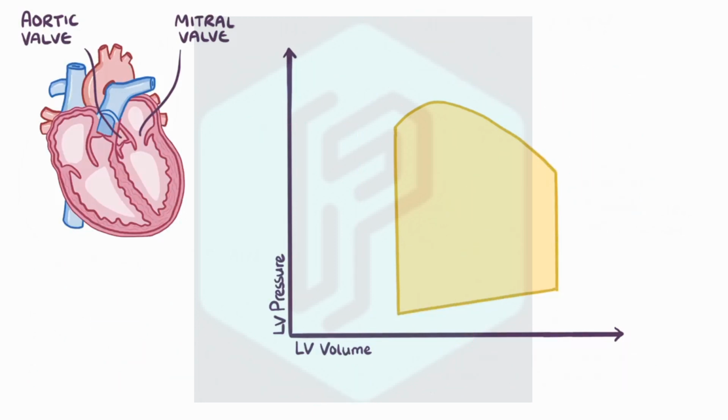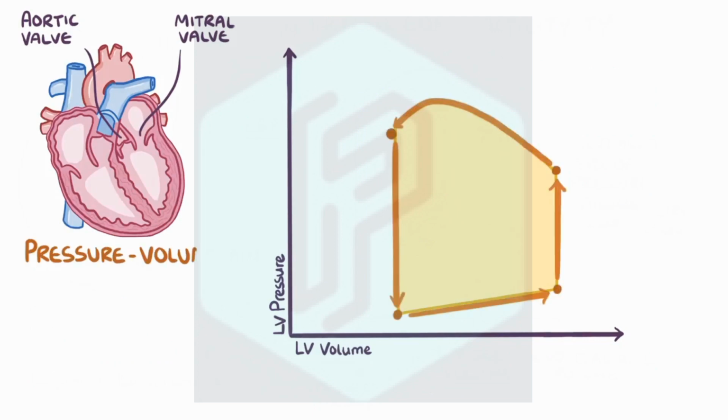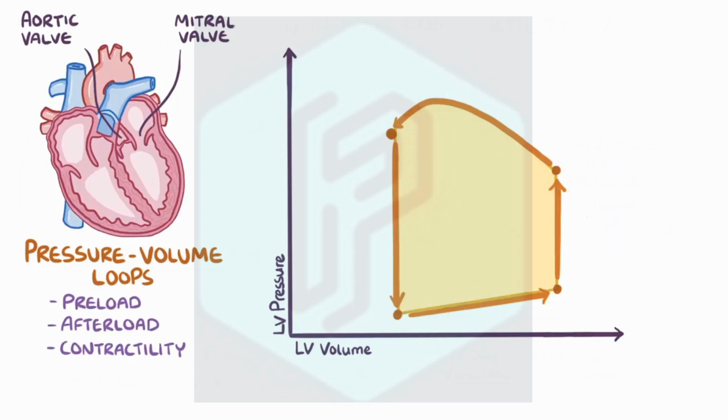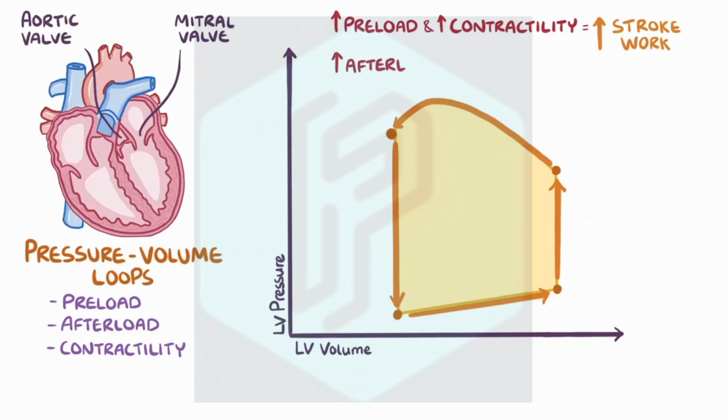Okay, so that was quite a lot of information to take in, but let's just quickly go over the main points. So pressure volume loops can be used to visualize the effects of a changing preload, afterload, and contractility. An increase in preload and contractility increases the size of the pressure volume loop, and therefore it increases the stroke work. An increased afterload, though, increases the pressure but decreases the stroke volume, and so that means that stroke work remains relatively stable.